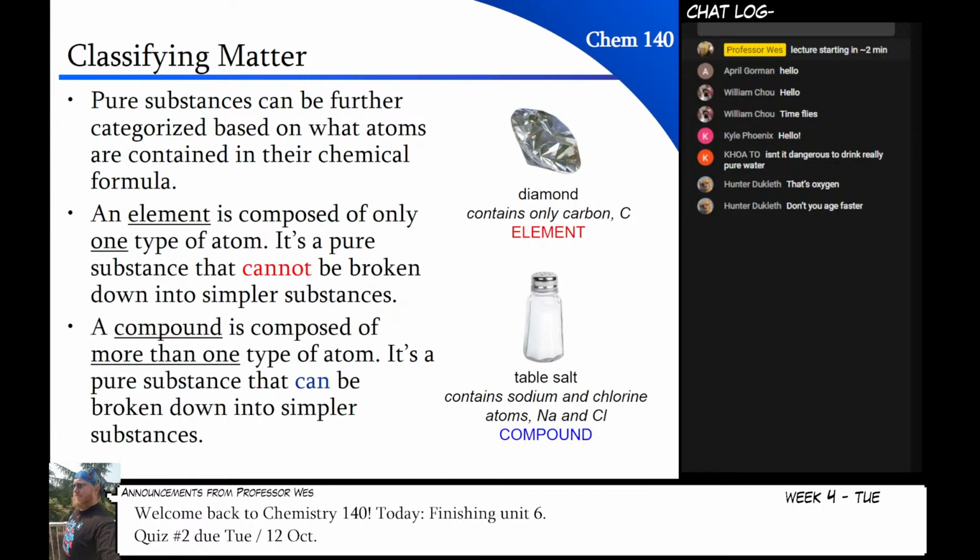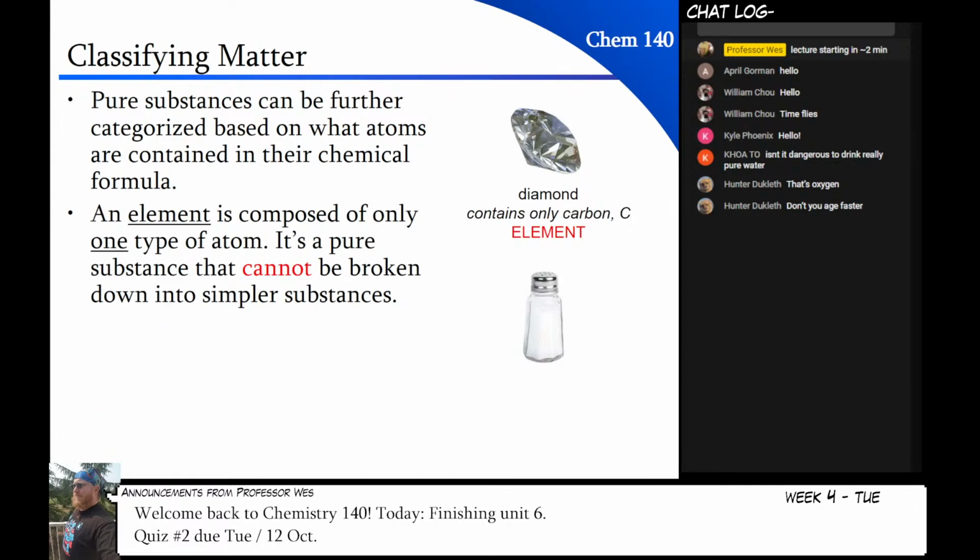So on the screen here, actually, let's just put the element up here first. We're going to define an element as something that contains only one type of atom. Now, what are the types of atoms that are available?